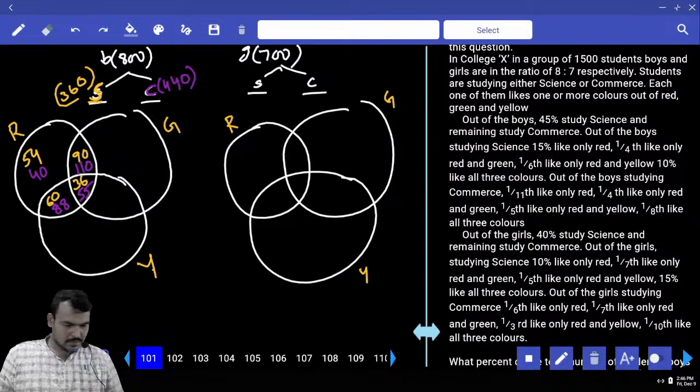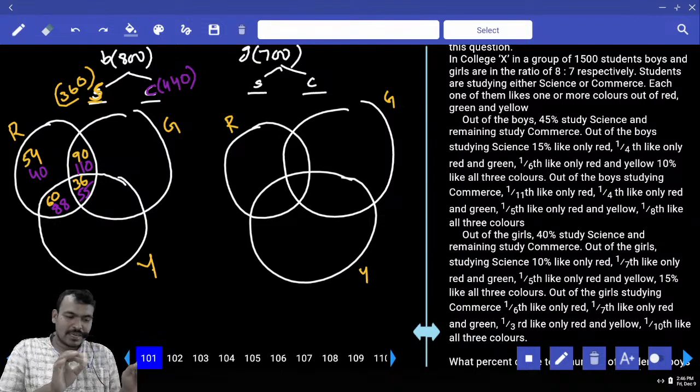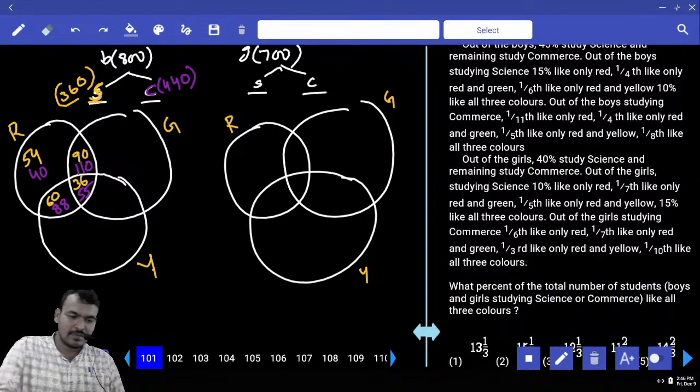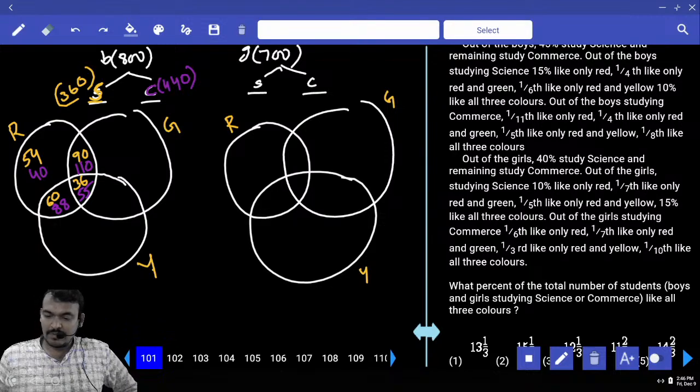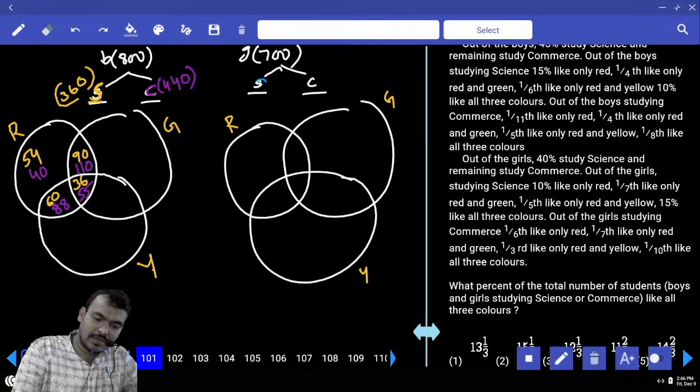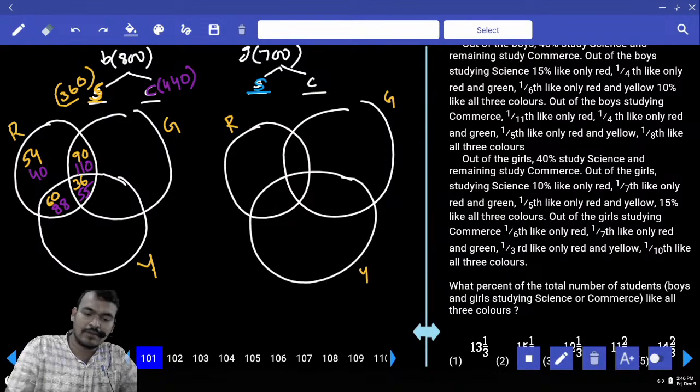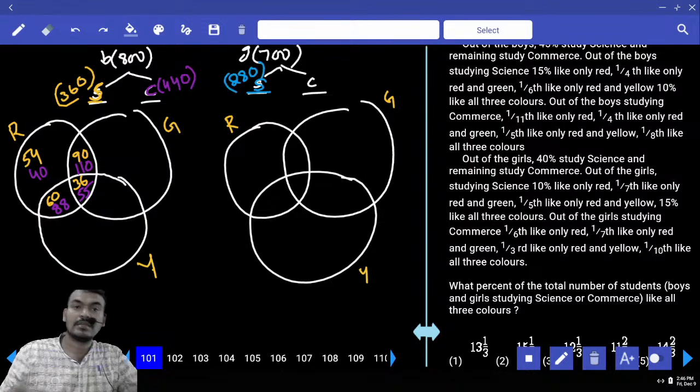Next, it is only boys case, science and commerce are completed. Next, what is the second one? Girls case. Out of the girls, 40% study which one? Science. Out of 700, 40% science. What is the 40% of 700? 280 or not? Yes or no?